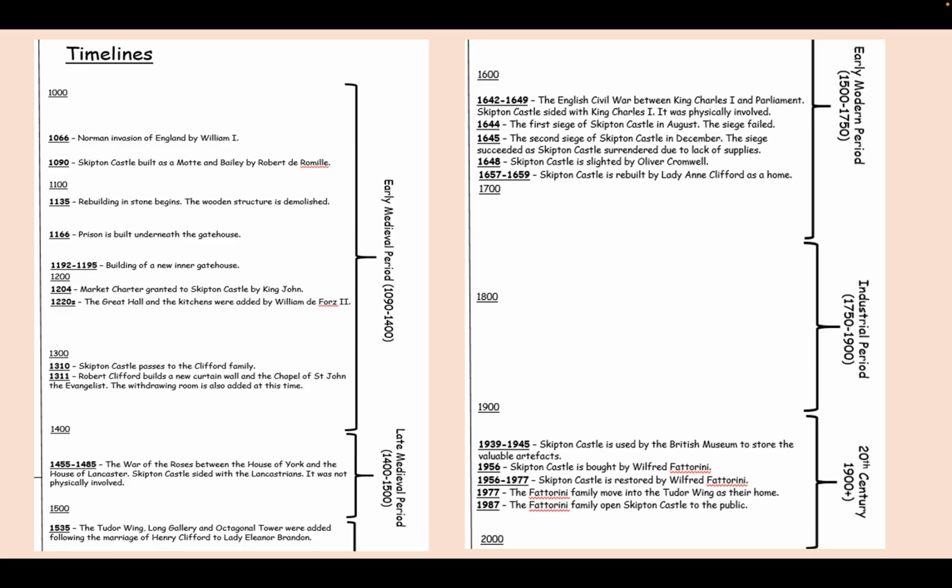So on the back of the unit on a page, which you guys can access from our history website, and you've also had copies in school, you've got a timeline of Skipton Castle with the different periods and key things that happen in those time periods. Please speak to your teacher if you want any help or if you need any more copies of the unit on a page. There'll be another video to go alongside this as to how to answer Skipton Castle questions. This one was just about the content.